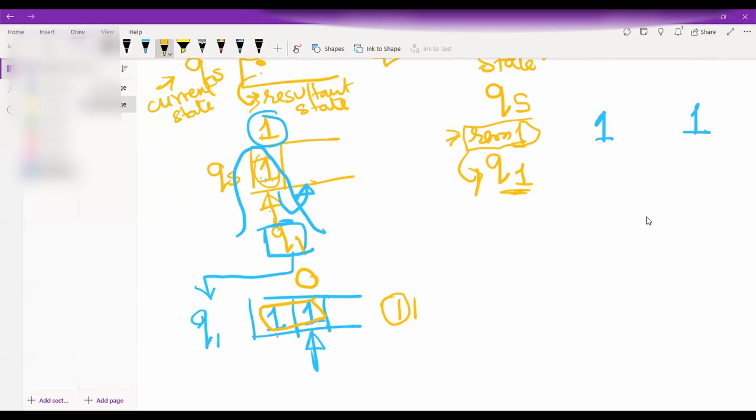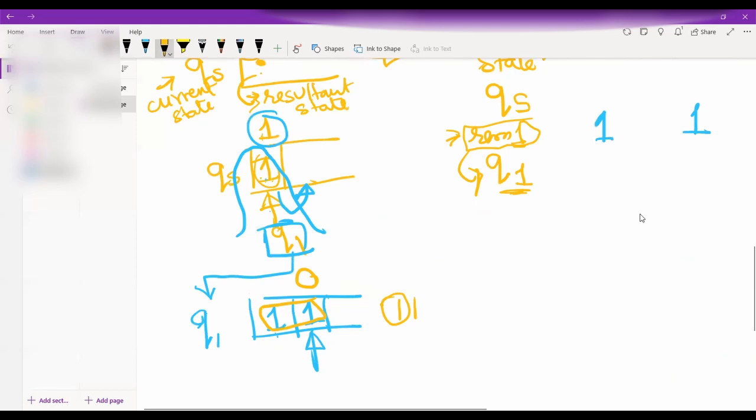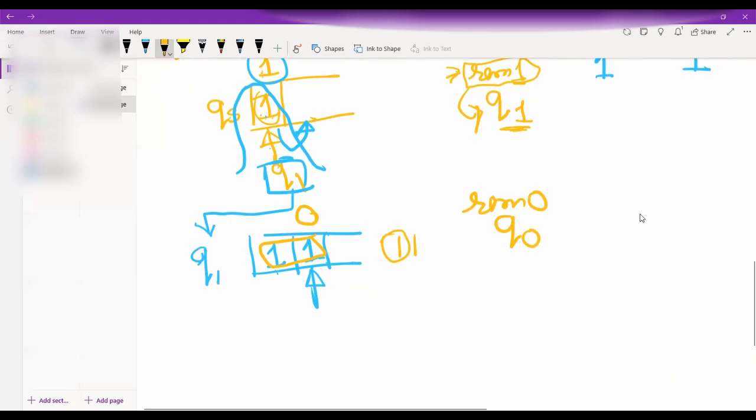This output 0 is also known in the mathematical method as a remainder 0. So what we are going to write here is the situation as remainder 0. To this remainder 0, we are giving the name Q0. That means in this situation, when we have number 2, the output is generated as 0, and the resultant state is now Q0. Which string is represented by Q0? The entire string 1 1 is represented by Q0.